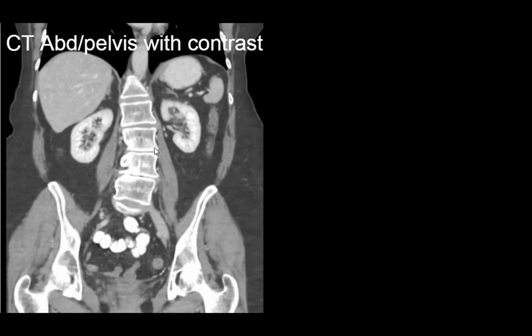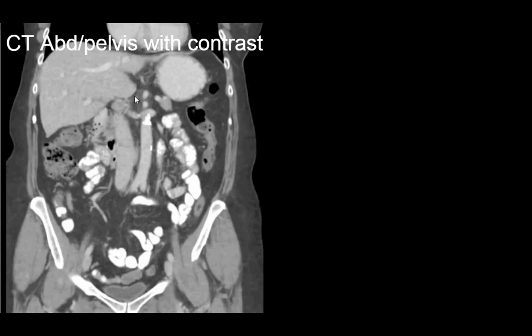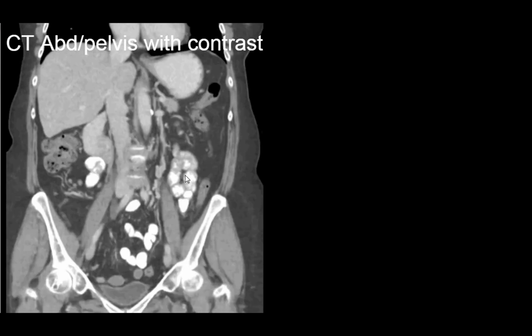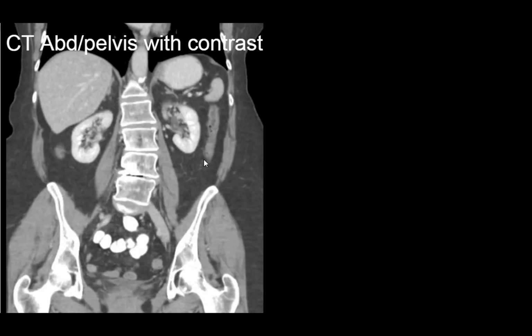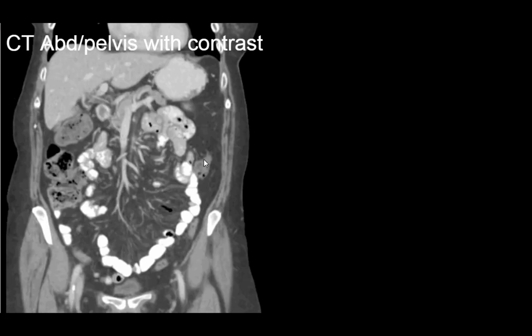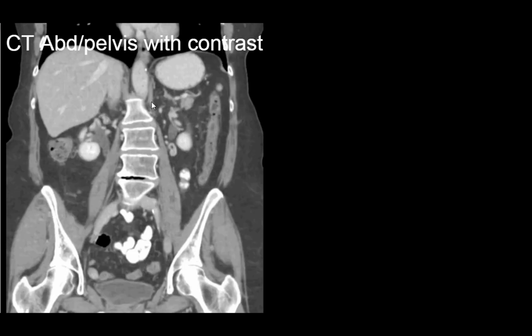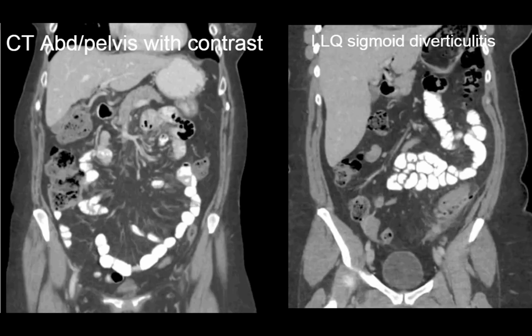Here's an example of a CT abdomen and pelvis with contrast. You can see the vessels are lit up, and there's oral contrast. So the small bowel, there's this dense stuff that's barium that has been taken per oral, and this is a normal abdomen and pelvis, and so you can see the entire abdominal structures.